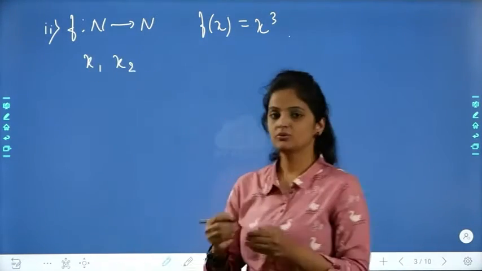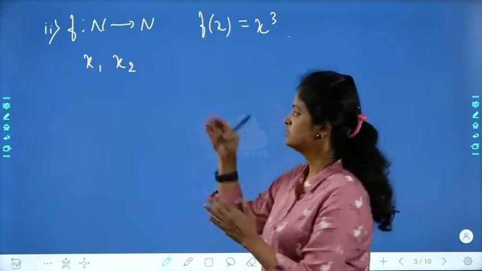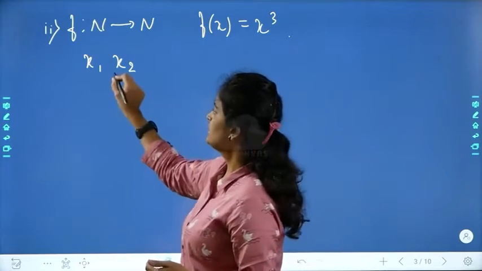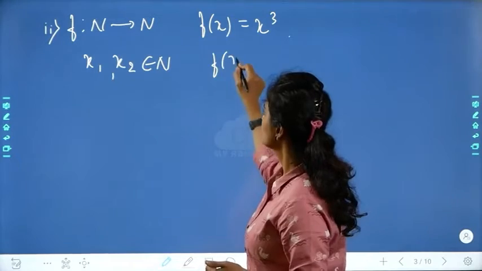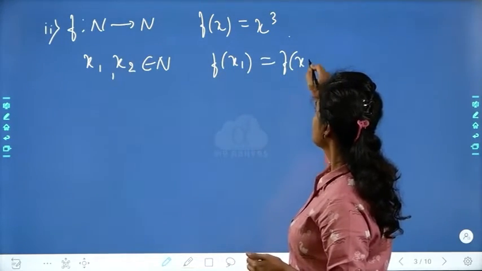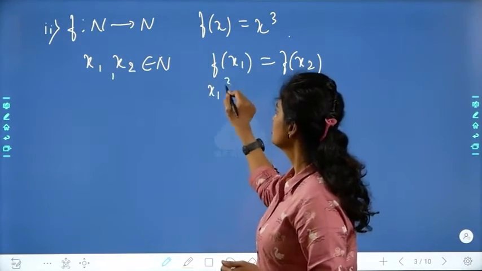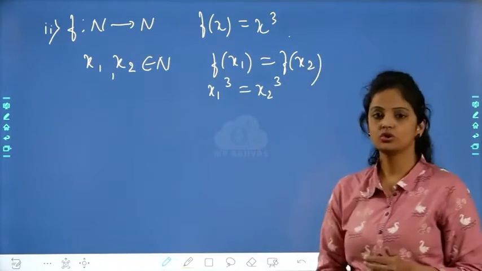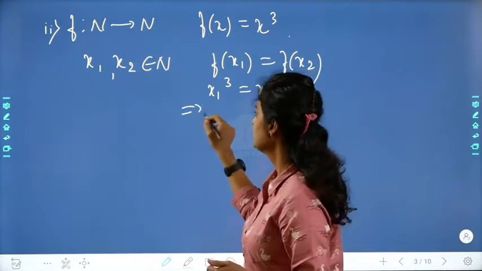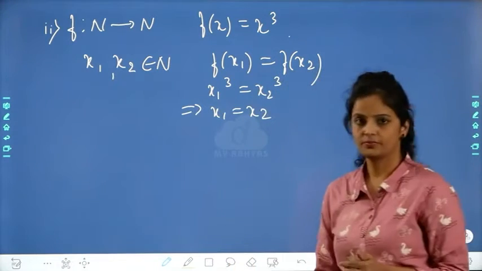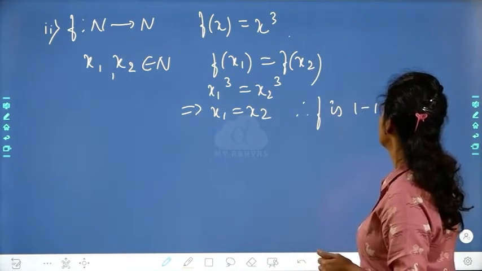x1 and x2. This I am doing theoretically, step by step. You can take any particular example and do it. So I am showing you both ways. Okay. x1 and x2 belong to N. That is the domain part. If I take x1 and x2 such that f of x1 is equal to f of x2, then what happens? x1 cube is equal to x2 cube I'll get. Correct? So for natural numbers, I can tell that x1 is equal to x2. Right? Therefore, f is a 1-1 function.